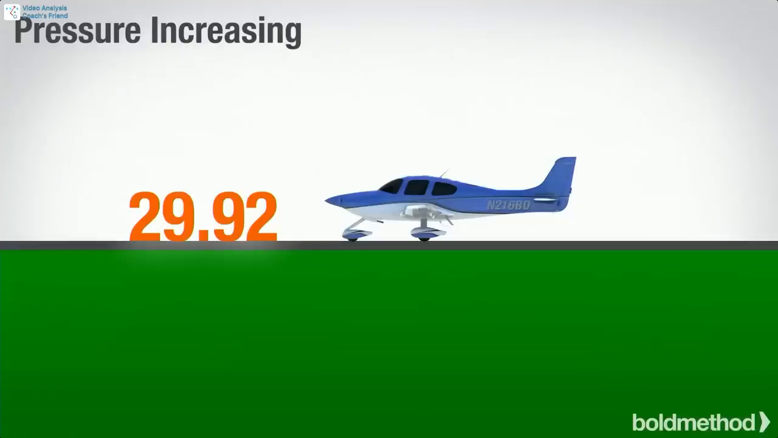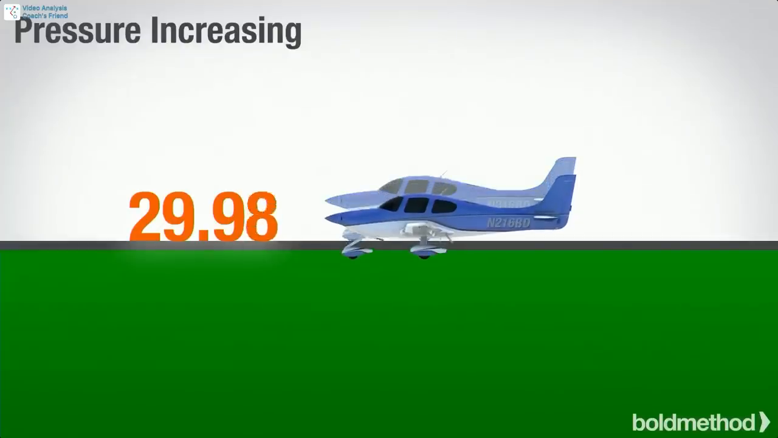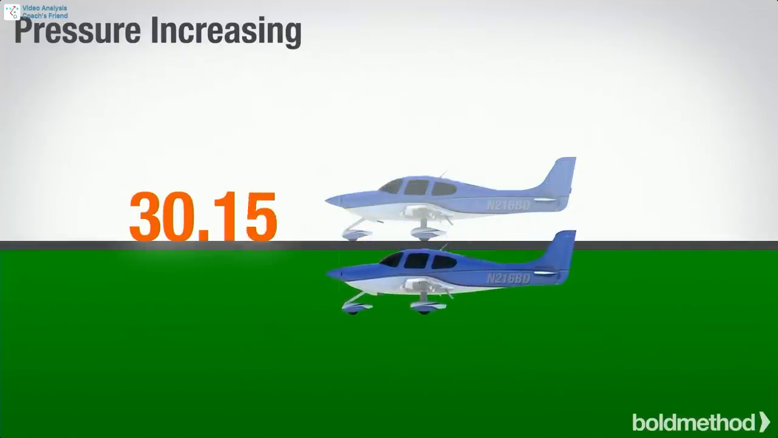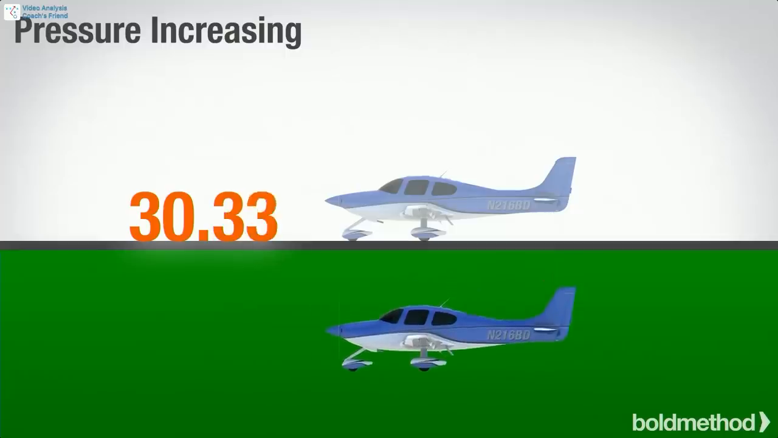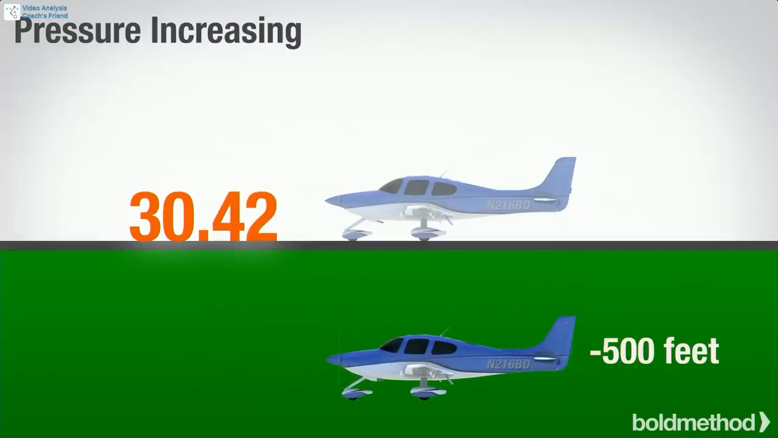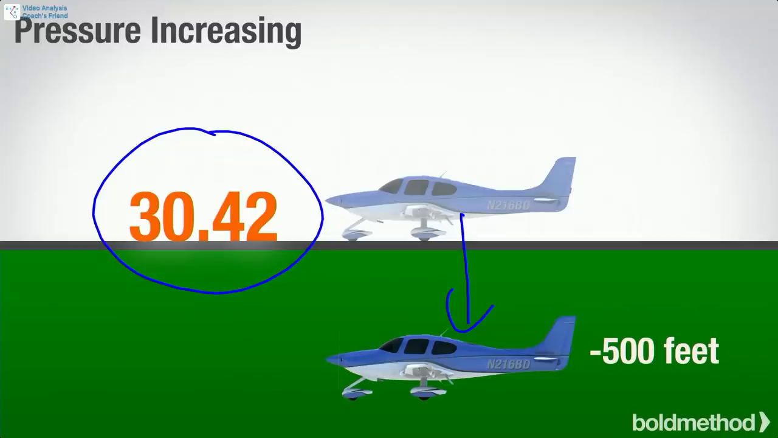Okay, so essentially, this is something that I think is very difficult. You can explain it all, but it can be kind of hard to just simply identify it. And that is, the airplane actually will feel like it's at a lower altitude. So as you look at that sea level pressure increasing a half inch above standard, the airplane feels like it's 500 feet lower.